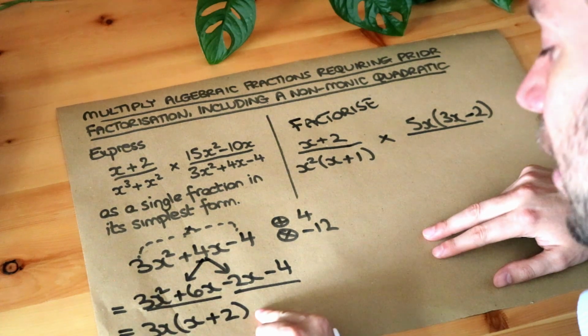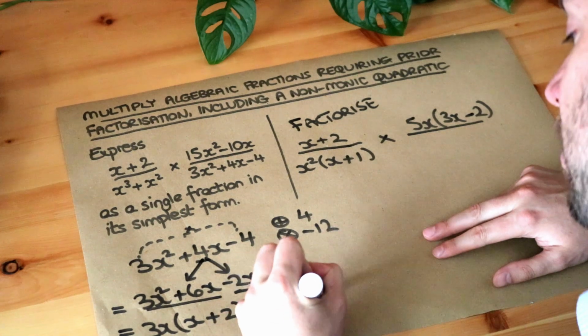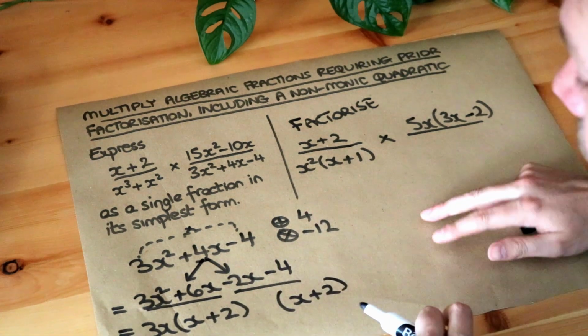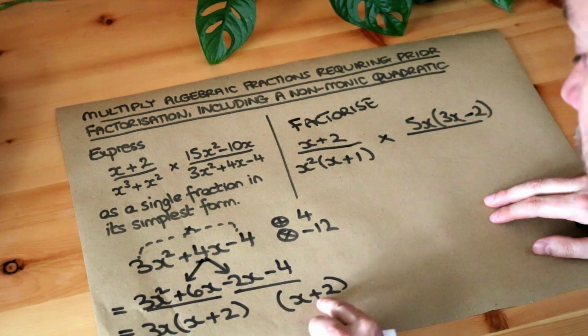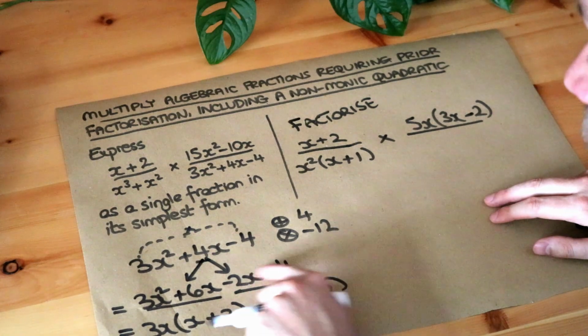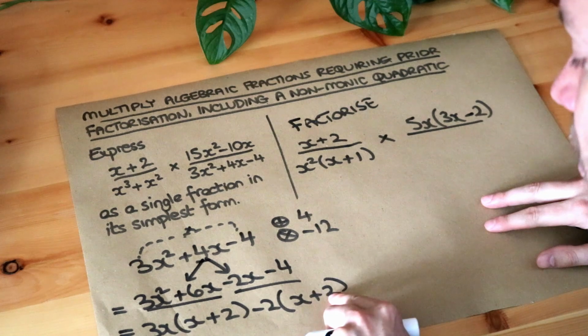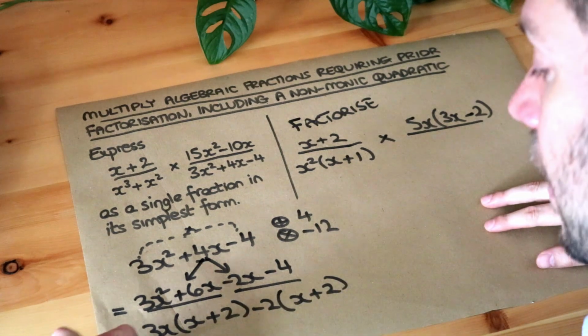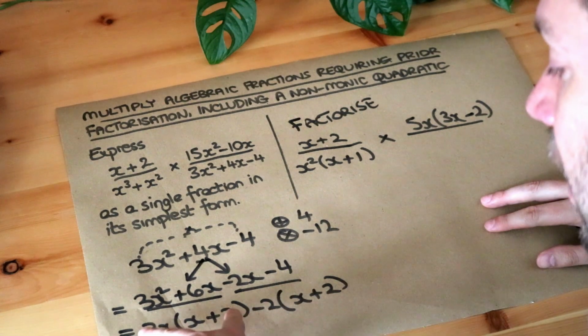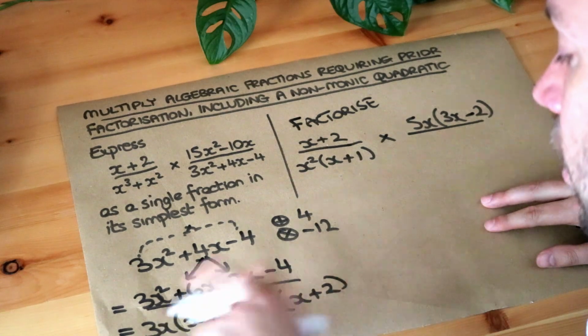Then I always leave a gap and then repeat that bracket here. And then you think, what goes in the gap? What times x plus 2 is minus 2x minus 4? Well, it's minus 2. Minus 2 times x is minus 2x. Minus 2 times 2 is minus 4. That works. And then finally, can you see here and here we've got a common factor of x plus 2.